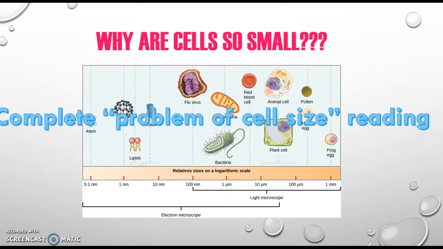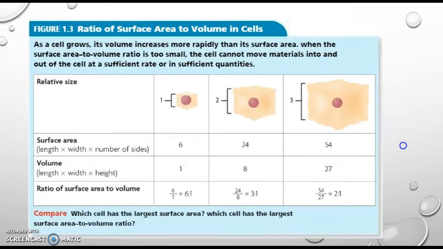So right now in your reading, or in your packet, I want you to turn to page 18, and there's a reading, Complete the Problem of Cell Size Reading. Read over it, highlight the important parts, and then answer the question. Once you've done your reading, your answer should be 6-1.